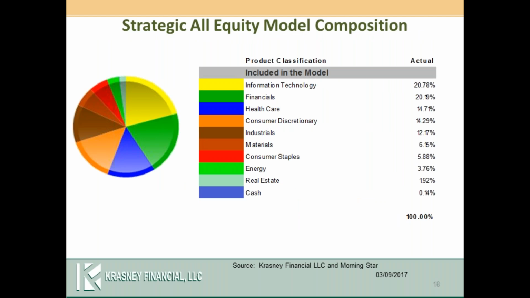So this is the composition of our strategic equity portfolio. As you can see, we still like information technology. We are overweight in financials. We're in line with healthcare, slightly light on consumer discretionary, and overweight industrials and materials. Overall, you can see that the portfolio is pretty well balanced.